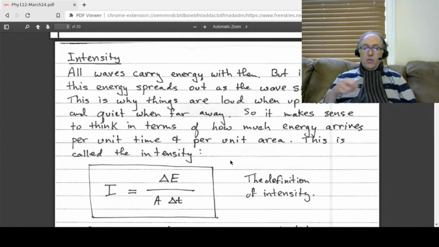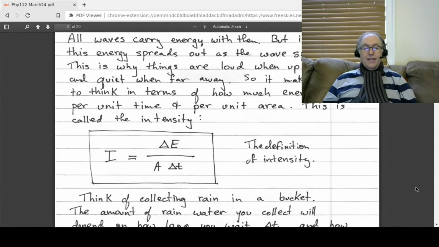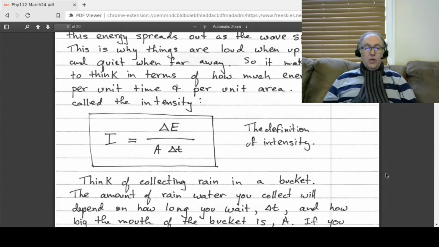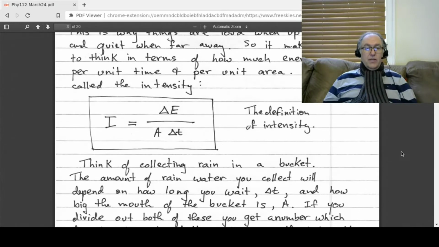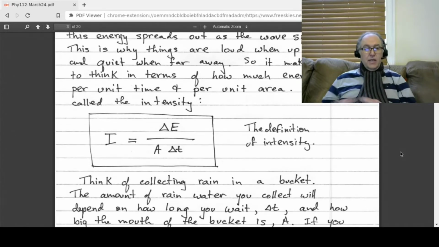So you might want to say, well, can I measure that? Is there a way of measuring how much quieter something is as I get further and further away, or how much louder it is as I get closer? The quantity which does that for you is called intensity. We're going to take a look at the intensity, and that's this formula in the box right there. This is actually the definition of the intensity. The intensity is how much energy the wave deposits per unit area per unit time.